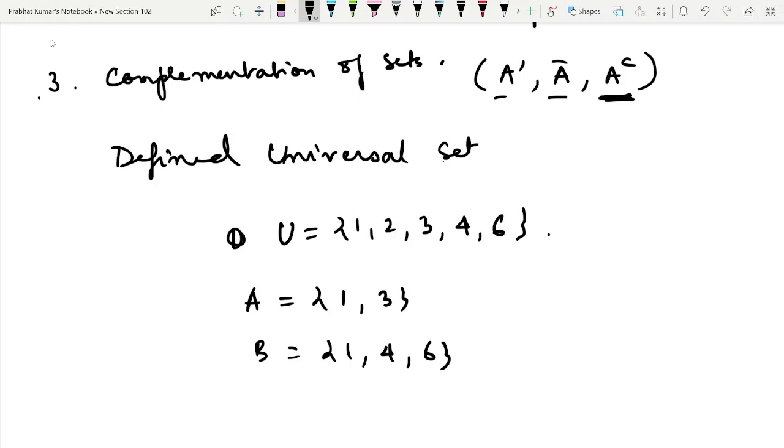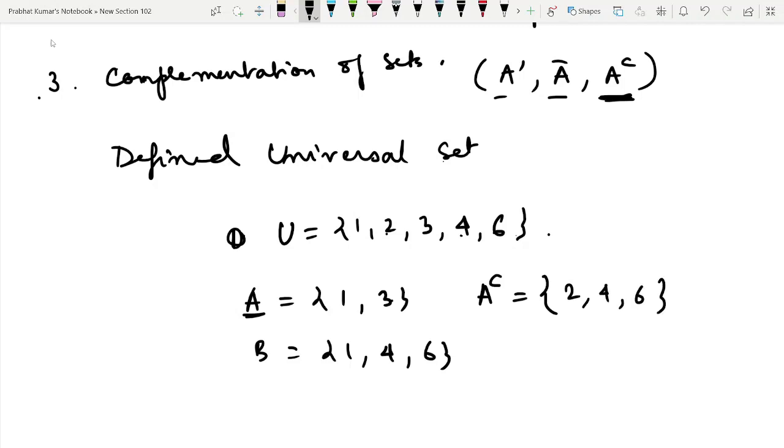So A under this U, complementation. So what do we write for A complementation? You write it specifically when this universal set is clear. What is the universal set? In most cases it will be clear what the universal set is. So here it will be all the elements except 1 and 3 that are in the universal set. So it will be basically 2, 4 and 6.